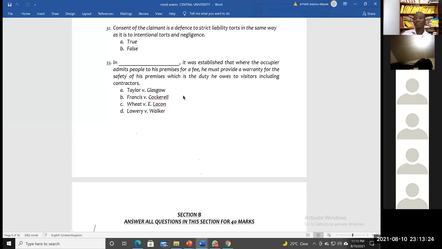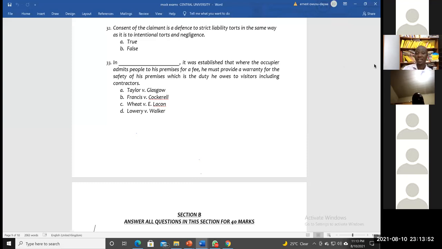Yes, Francis and Cockwell. That case is well known here. Who will remind us? Francis and Cockwell, what was decided there? Are you sleeping? Last, was it 3 days ago when we were discussing occupier's liability, I think we discussed that case. The ladies were actually in the lead in discussing. Yes, Francis. Yes, sir.